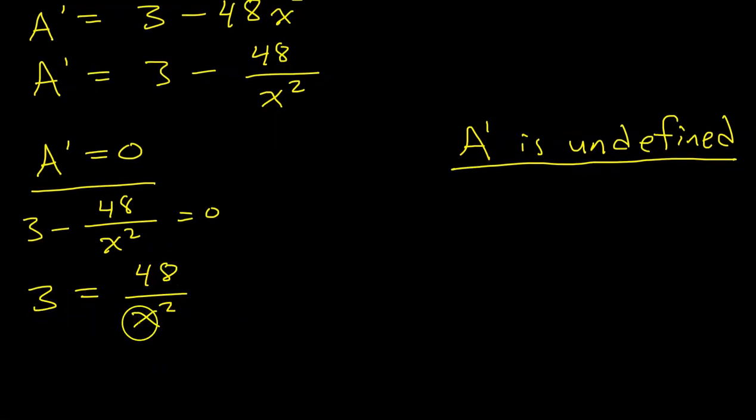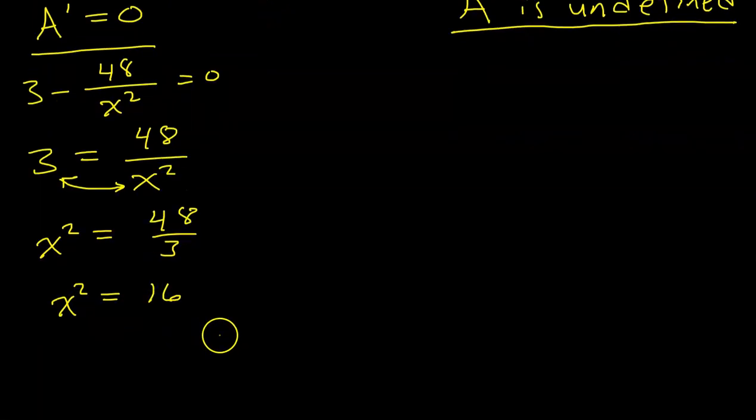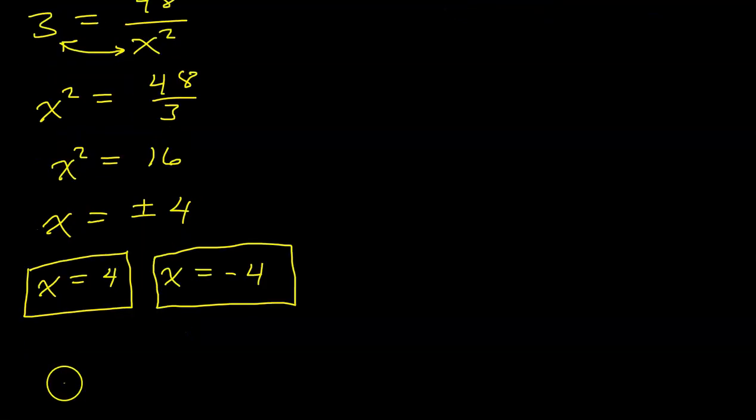Now, when you have a fraction equal to a number, we are allowed to swap these. So this will become x squared is equal to 48 over 3, which means that x squared is equal to 16. If you take the square root of both sides, that will give us x is equal to plus or minus 4. Remember that x represents the width of the print area, and you can't have a negative width, so this is going to be extraneous.